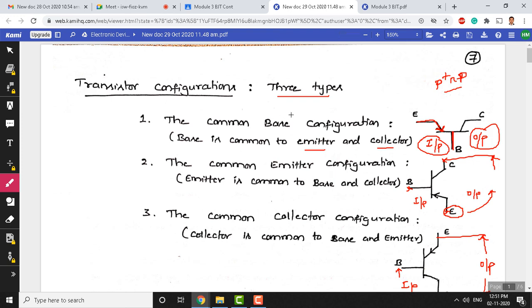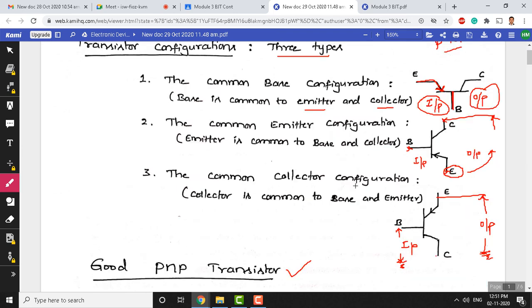So transistor configurations: since BJT is a 3-terminal device, there can be 3 possible configurations. Common base configuration, common emitter, common collector configurations. In each of these configurations, we are going to make one of these terminals common. If you make the base terminal common between the input and the output, that is called common base configuration. And if you make the emitter common between input and the output, such configurations are called common emitter configuration. Lastly, common collector configuration, wherein we make the collector common between the input and the output.